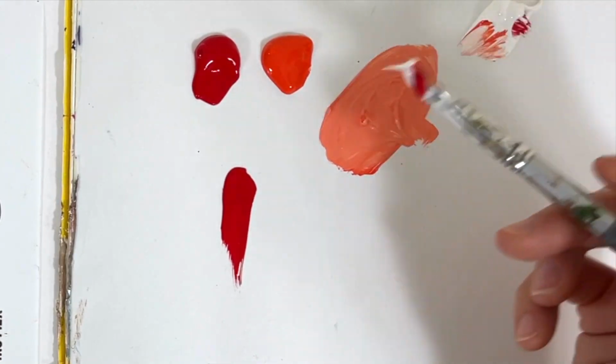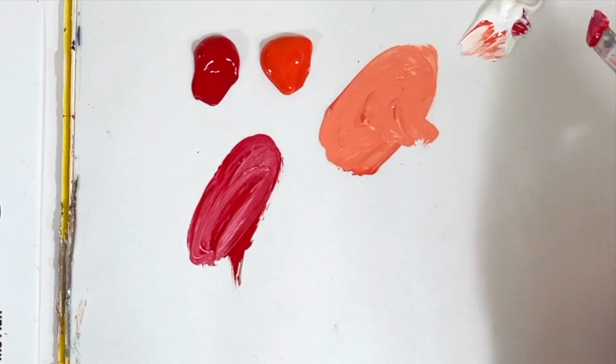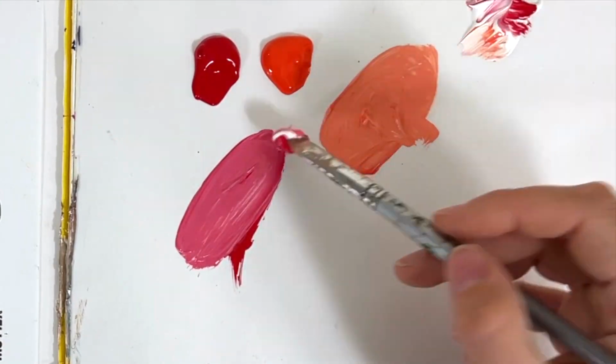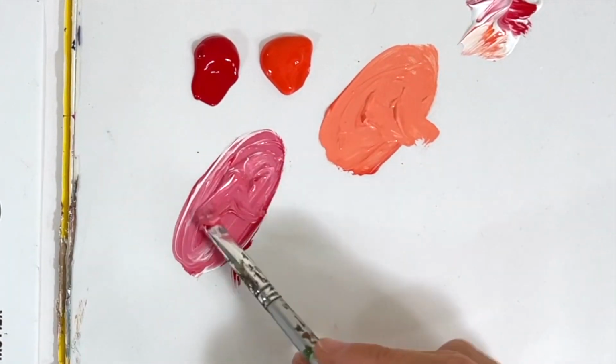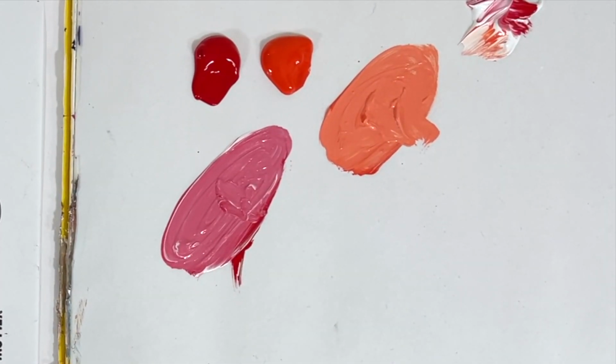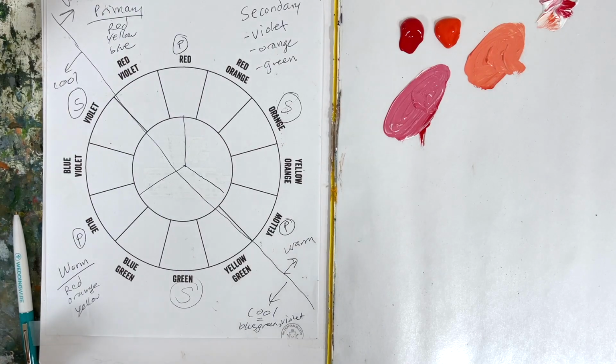And now we have my crimson red. Now you can see that I've added white to it. How different these 2 colors are. So that is a helpful tip in determining if your color is warm or cool, if you don't just already know it by looking at the name of the color.